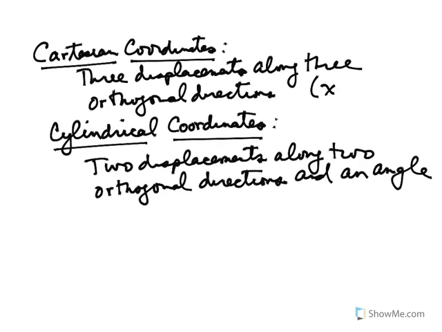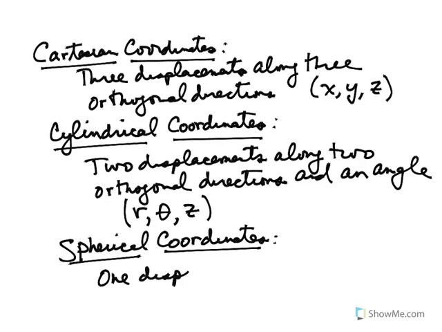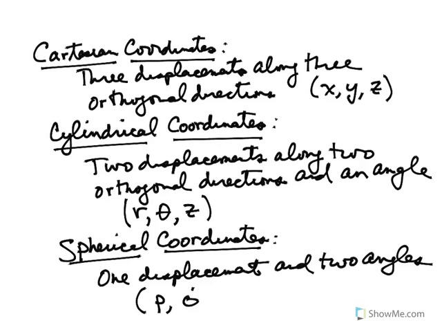So you'll see here, this was x, y, z, which were my three displacements. Here we had r, theta, and z. Two displacements, r and z, along two orthogonal directions plus an angle. And then the last one was spherical coordinates. Spherical coordinates are defined as one displacement and two angles. And that's rho, phi, and theta. And that's how we actually do calculations in these different coordinate systems that are fixed in different reference frames.